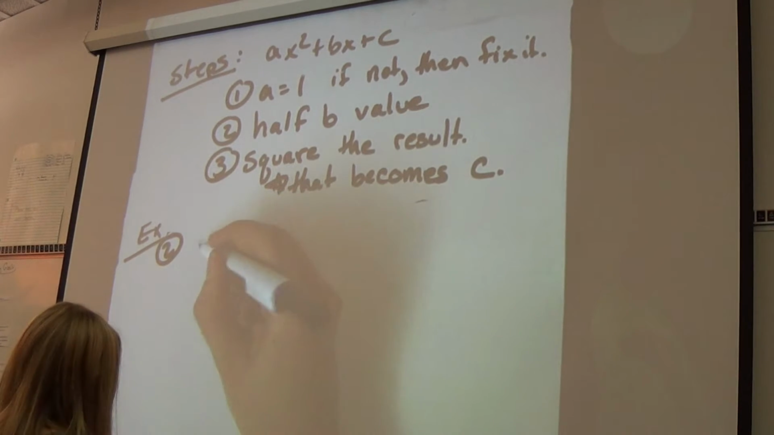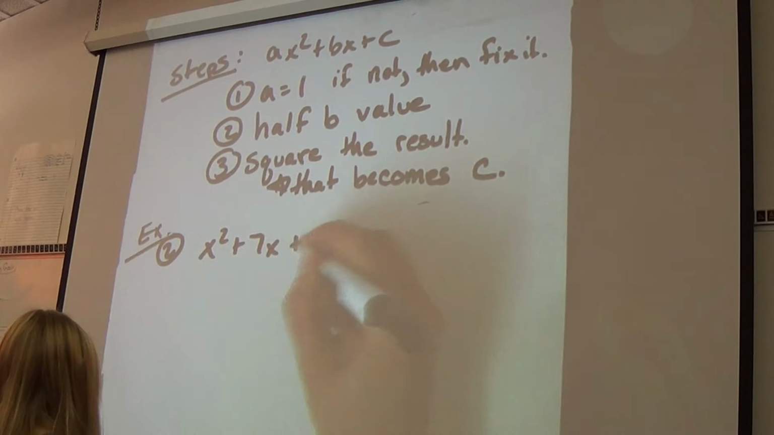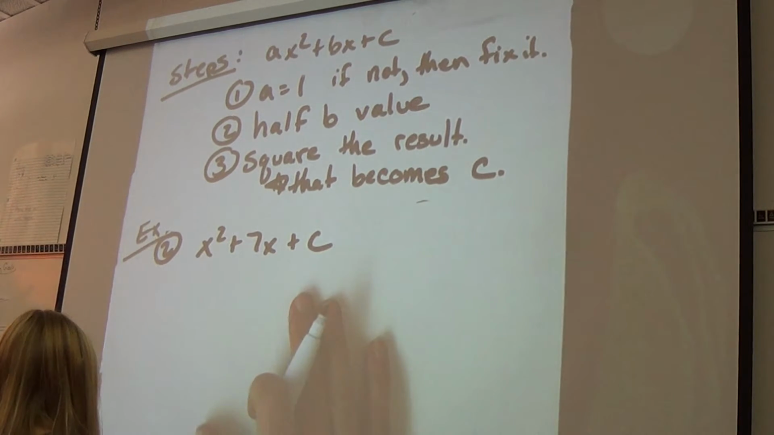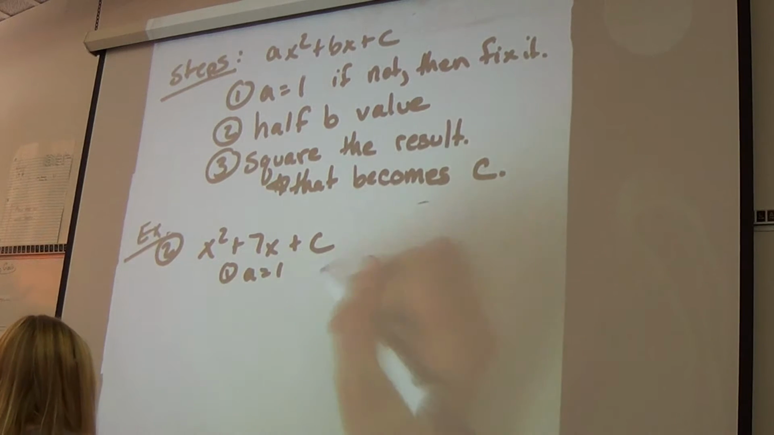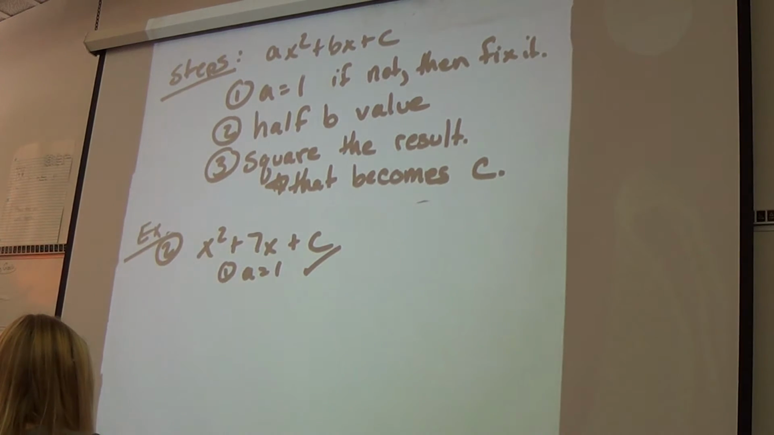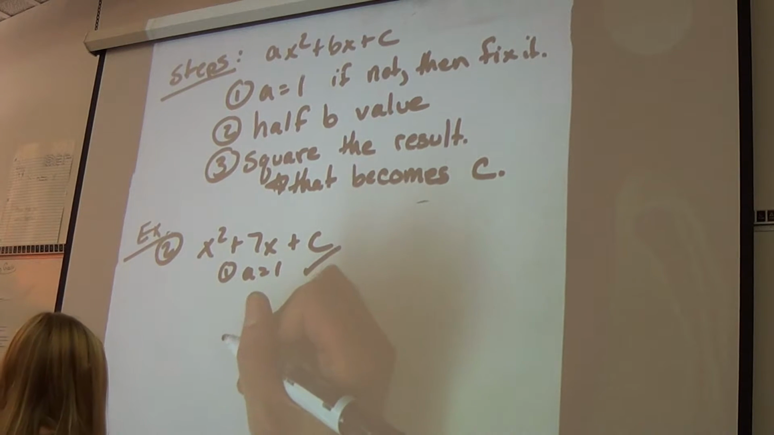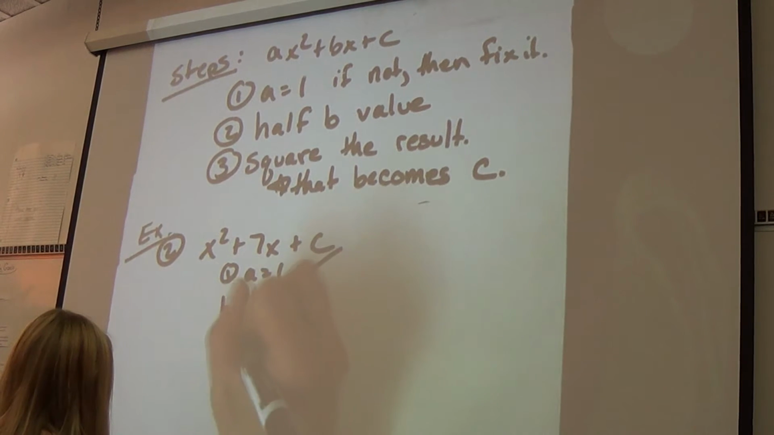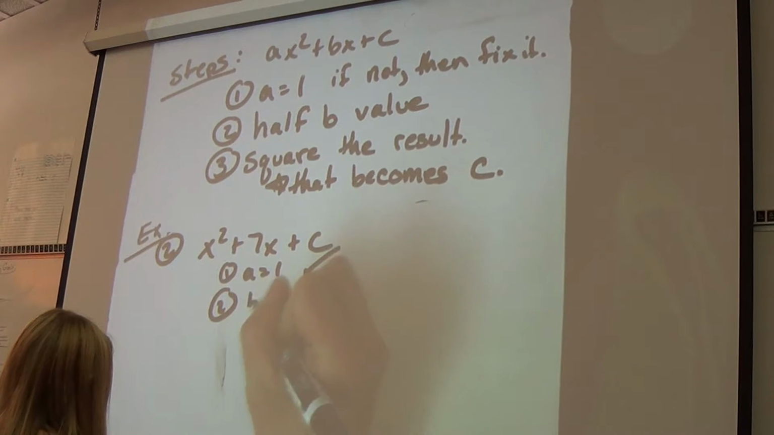All right, example number 2 says x squared plus 7x plus c. So again, we're still going to find our c value. Does a equal 1? Yes. So even if you're using your formula, you still have to check that. Okay. All right, step number 2, we're going to half our b. So what's b?